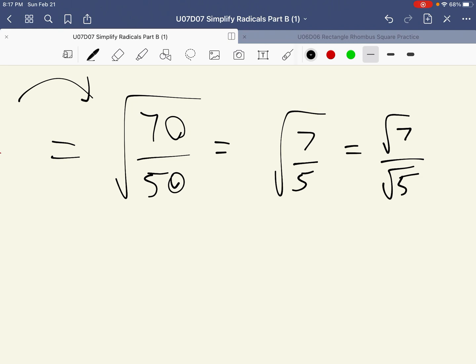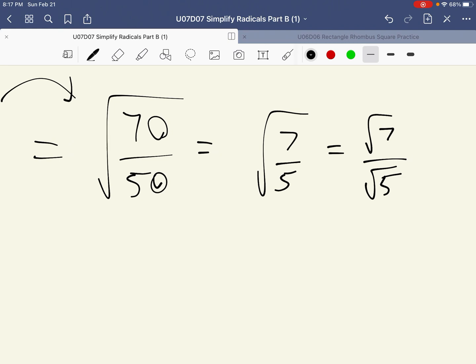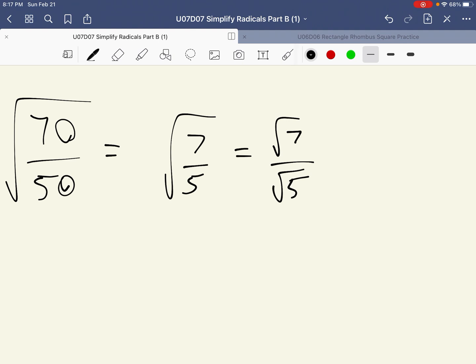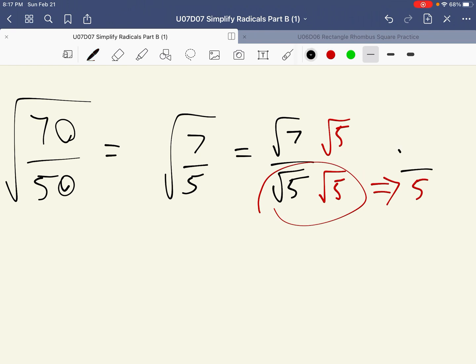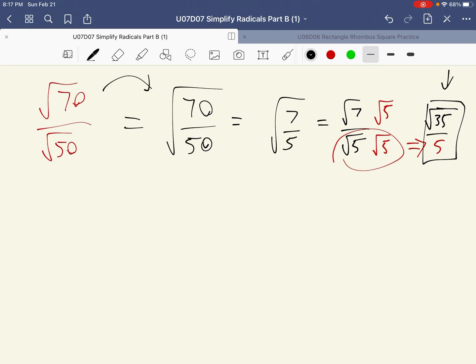And I want the denominator to be rational, so it can't have a radical on it. So what I'm going to do is multiply the top and bottom of this fraction by the same thing. Specifically, radical 5, because radical 5 times radical 5 will be equal to 5, which is a rational number. The numerator, on the other hand, is going to be radical 35, which I could potentially simplify. Radical 35 doesn't happen to simplify, so this is our simplest radical form of this expression.